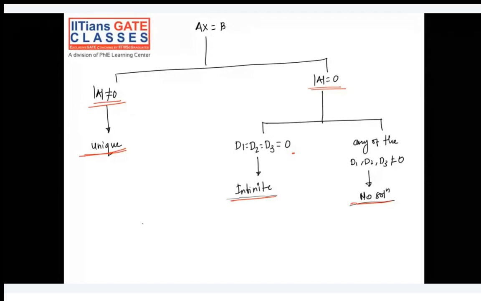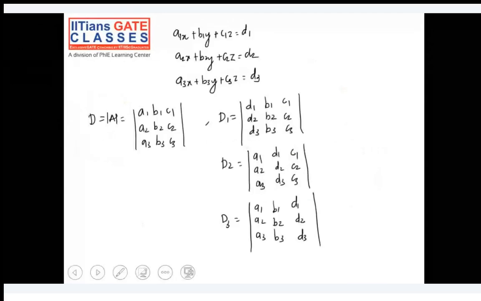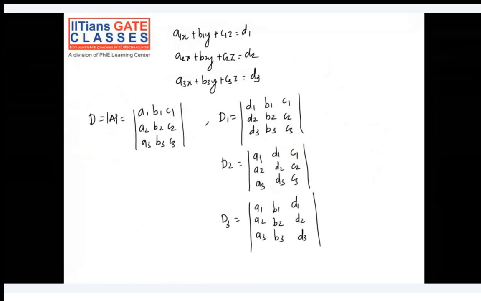Let's take this simple general case. We have three equations: a1x plus b1y plus c1z equal to d1, a2x plus b2y plus c2z equal to d2, a3x plus b3y plus c3z equal to d3. So a1, a2, a3, b1, b2, b3, c1, c2, c3 is your determinant, the normal D. Okay, this you know, this is the D. Determinant is written as D.